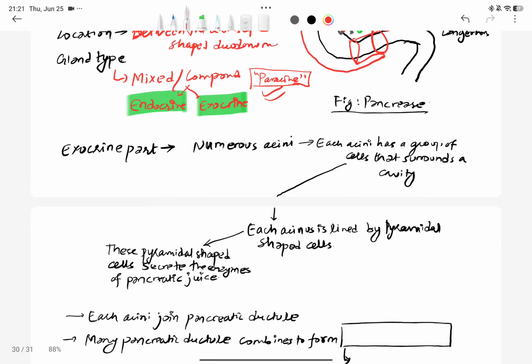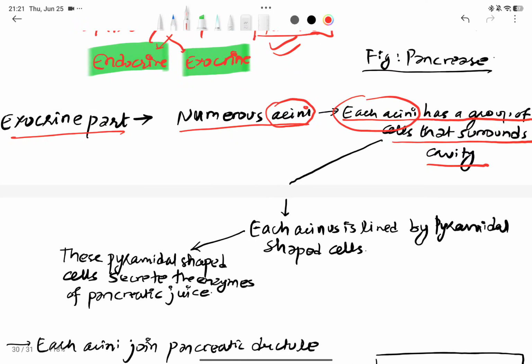In the exocrine part, you can see numerous acini; in plural it is acini, in singular it is acinus. Each acinus contains a large group of cells that surrounds a cavity. In a typical acinus structure, there is a large group of cells that surrounds a cavity. These are the pancreatic acini.